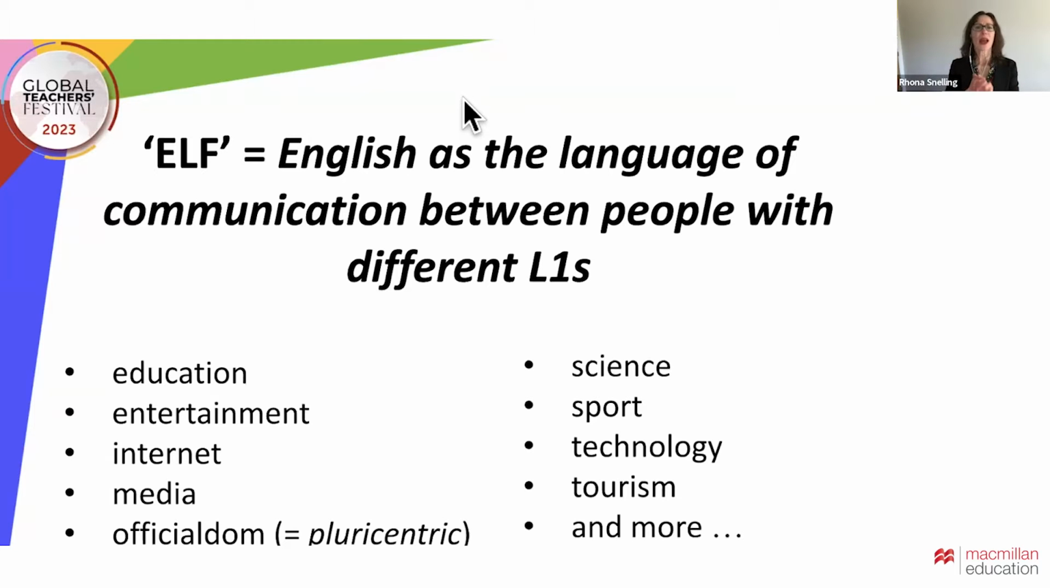And we can see ELF everywhere in this little list at the bottom of the slide. So it's the language of education, the language of entertainment, the language of the internet. It's the language of the online world, right? We're using English right now, and we're going to come back to online later. It's the language of media. It's the language of officialdom, so governments, rules, diplomacy. English is the official language of 75 countries around the world. It's also a pluricentric language, so it's a language which has official status shared by at least 2 countries. And some other examples of that, there's Arabic, there's Greek, Korean, Portuguese, Urdu, and so on.